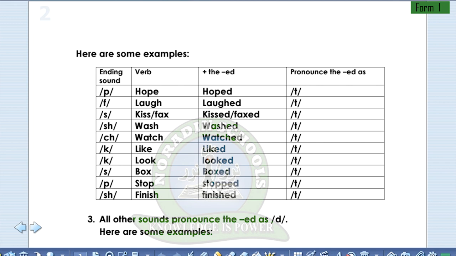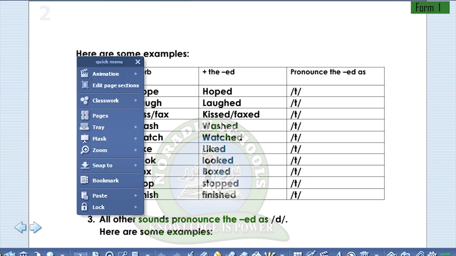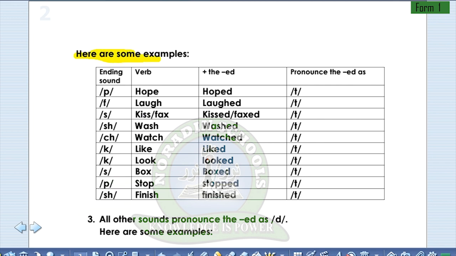Here are some examples. Look at this word. Hope. Hope has a voiceless letter P at the end, so it should be pronounced as T, as shown here. The ED is pronounced as T. For example, hope, hoped, not hoped. It should be hoped. This ED is pronounced as T.